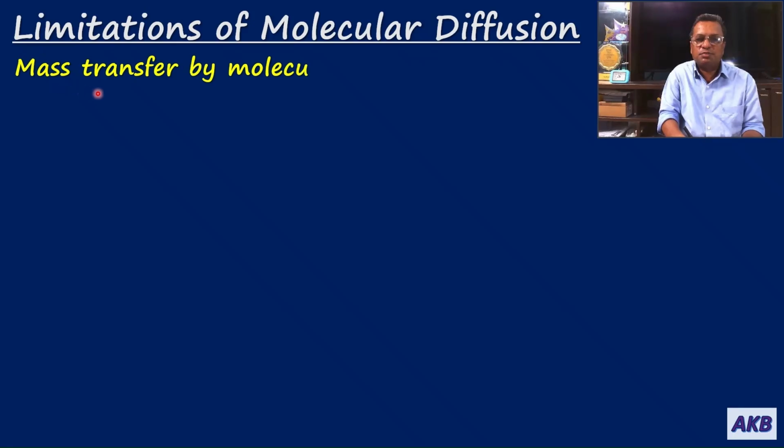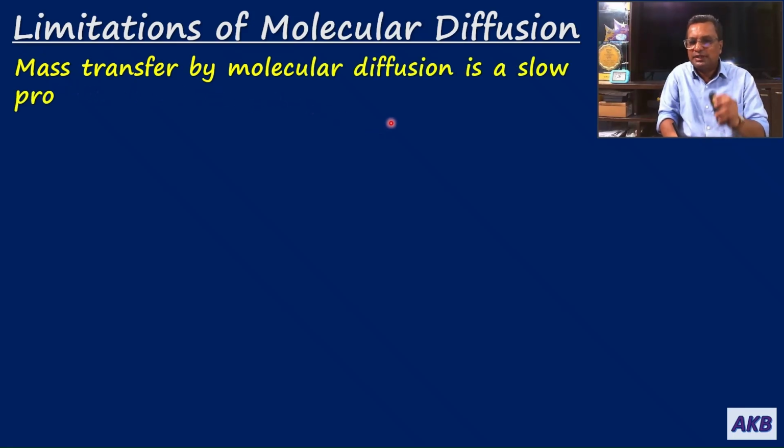The first limitation is that mass transfer by molecular diffusion is a slow process. So therefore, mass transfer rates are low. Mass transfer by molecular diffusion is a slow process. That is the biggest limitation associated with molecular diffusion.